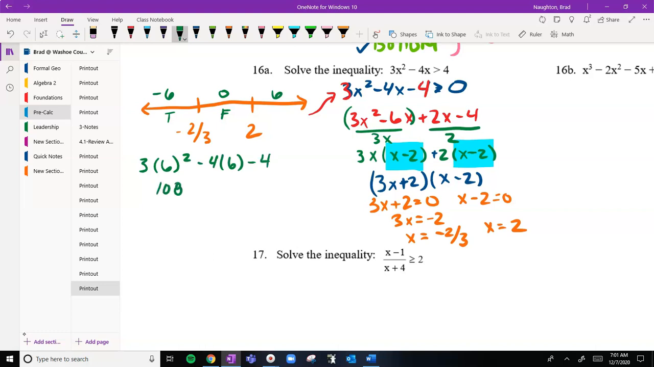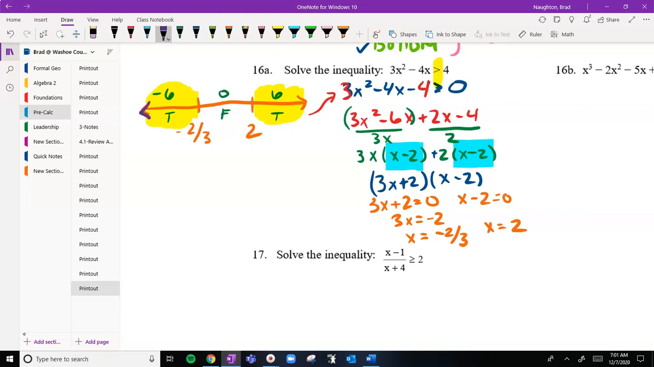So 108 minus 24 minus 4 is still true. All righty. So if I look at this, I'm going to erase this now. So now I'm going to write my answer. I know that it's true up until that point, and it's true past that point. And the reason is because it's not equal to.